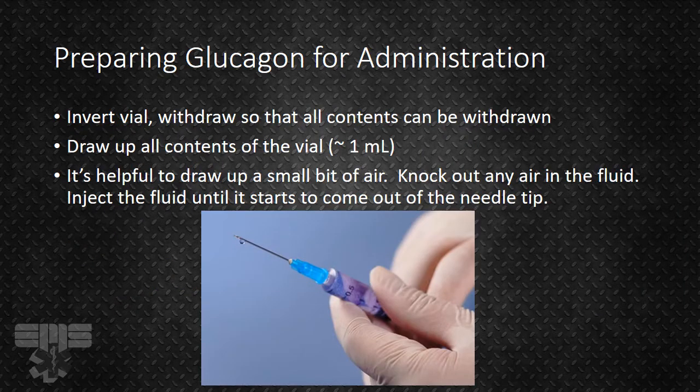Next, invert the vial and withdraw the needle slightly so that all the contents can be withdrawn. Draw up all the contents from the vial, which is approximately 1 milliliter. Before removing the needle from the vial, it's helpful to draw a small bit of air. Knock out any air in the fluid and inject the air until the fluid starts coming out of the tip of the needle.